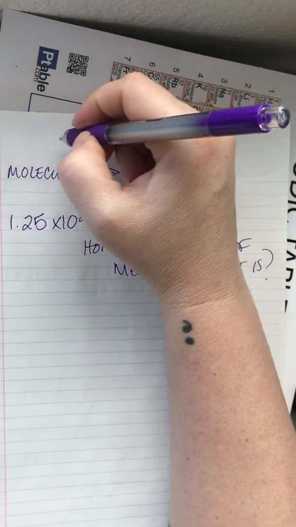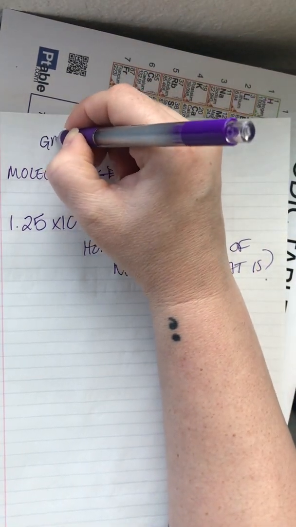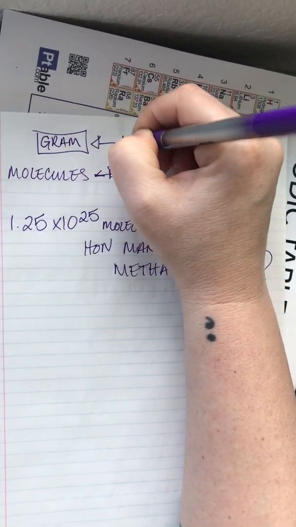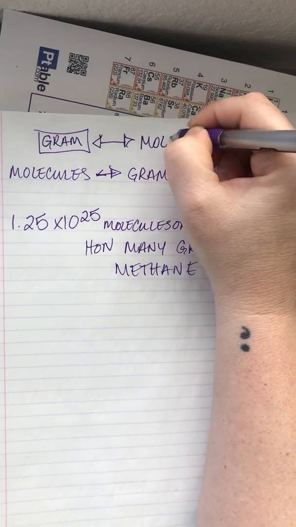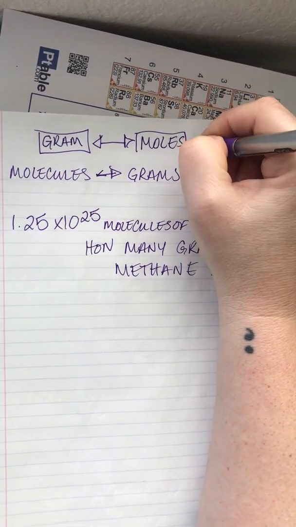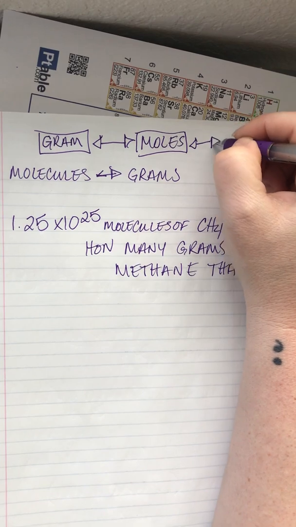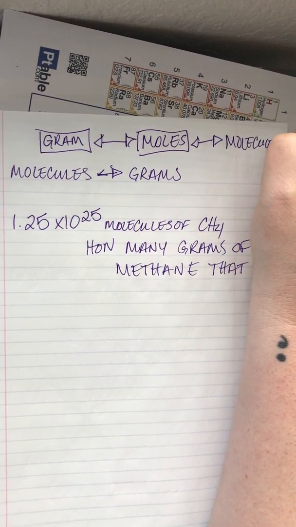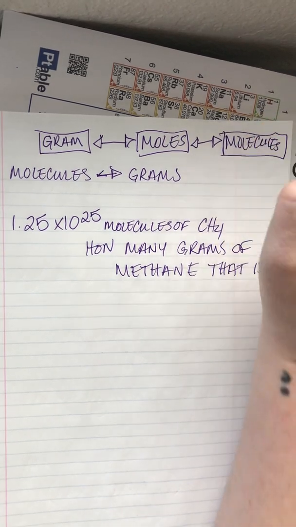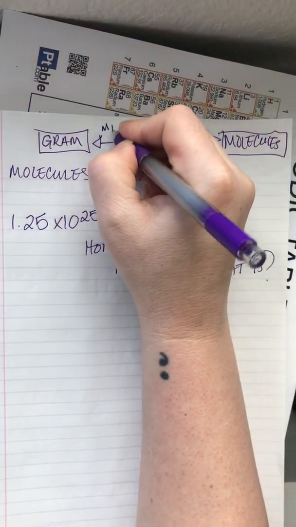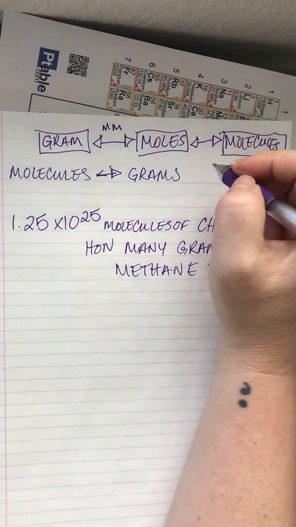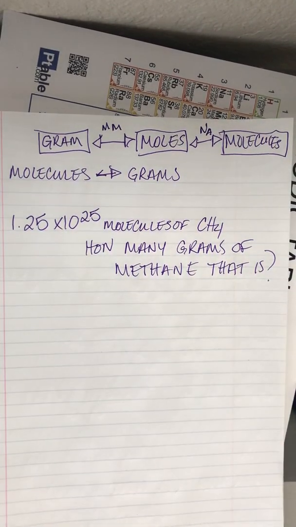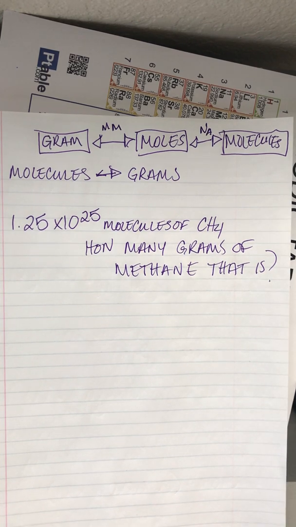So, just as a reminder, I always write my molar coaster up at the top. Right? And I know the molar mass gets me from grams to moles or moles to grams, and Avogadro's number gets me from moles to molecules, right?